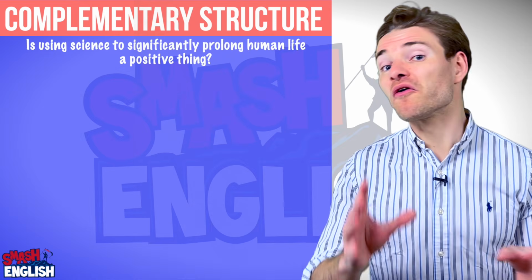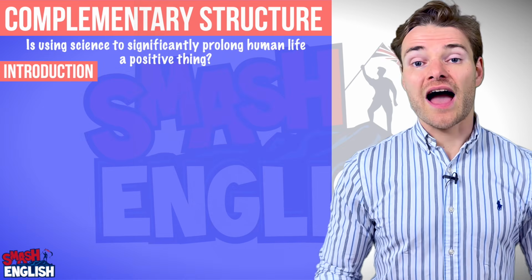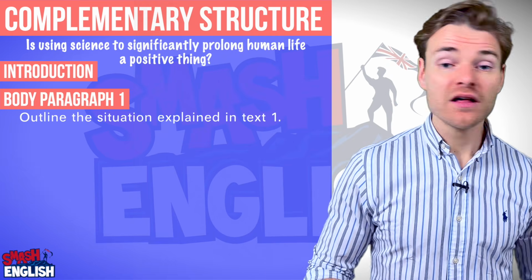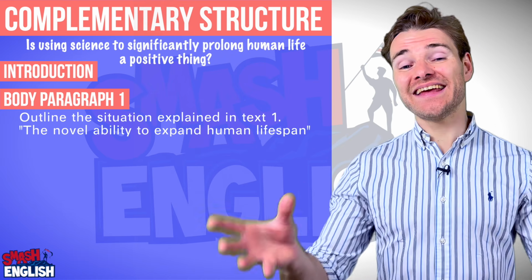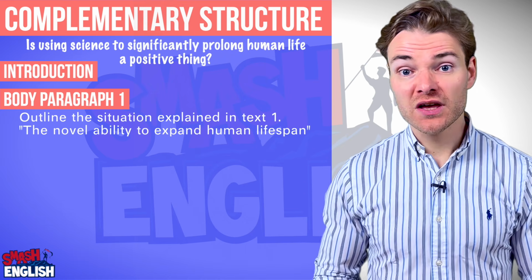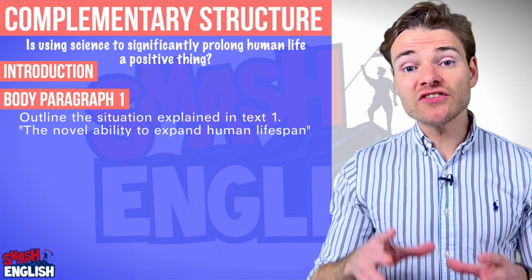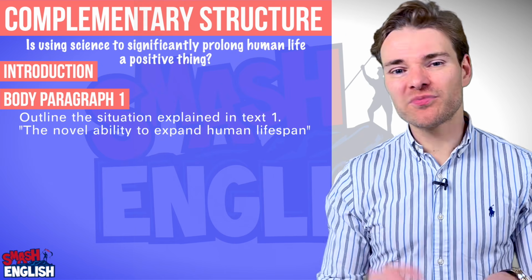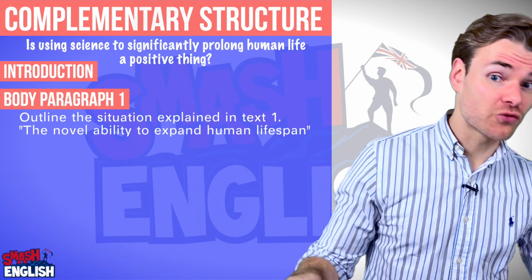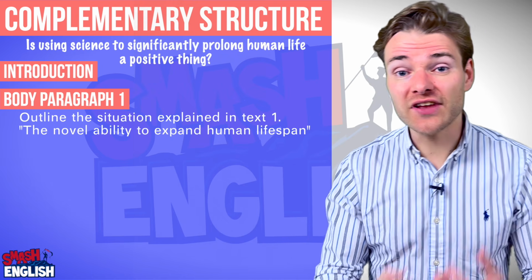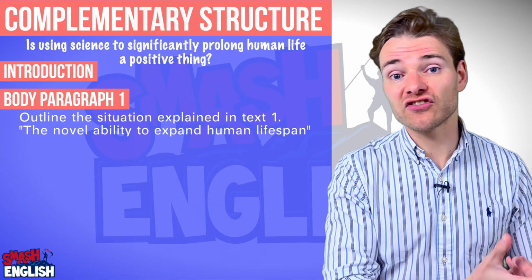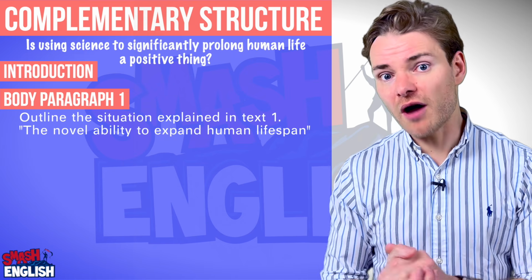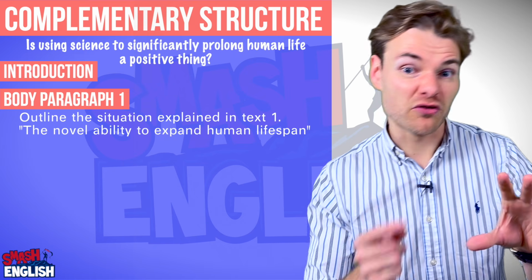We will start, of course, with an introduction. Our second paragraph will outline the situation explained in text 1, that being the ability to dramatically increase the human lifespan through science. Now, I'm choosing to discuss text 1 in paragraph 2 instead of text 2 because text 2 builds from text 1. An understanding of text 1 will enrich someone's appreciation of the arguments made in text 2. And as a result of that, I'm discussing text 1 first in paragraph 2.